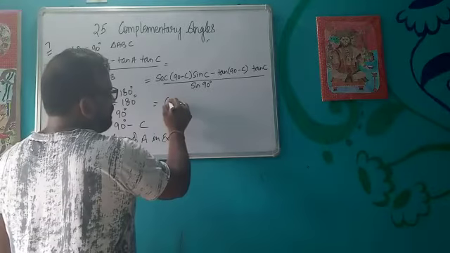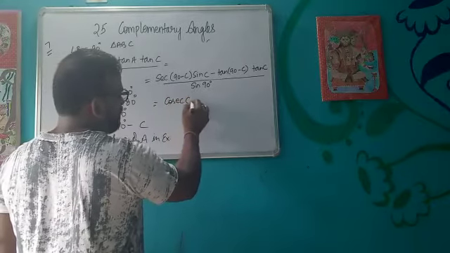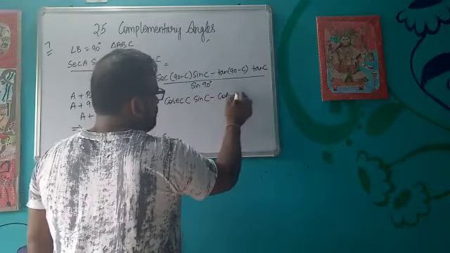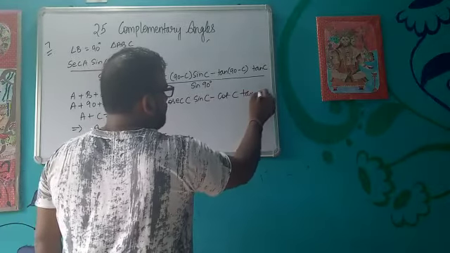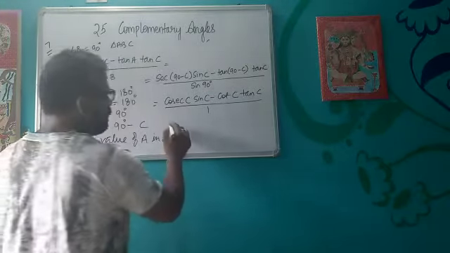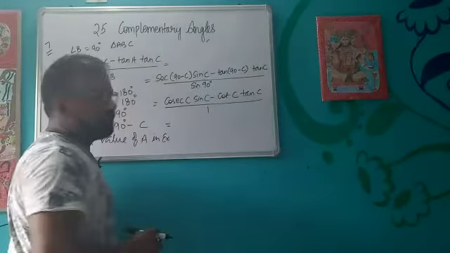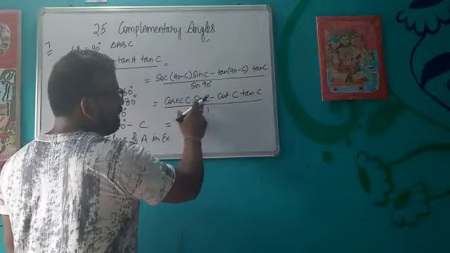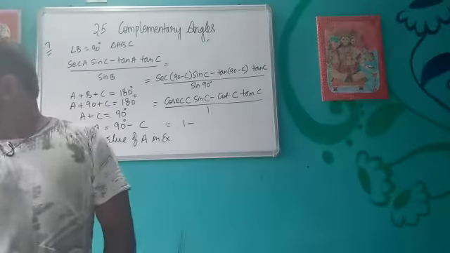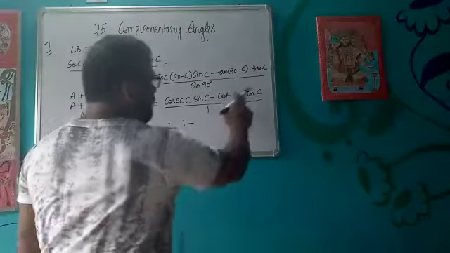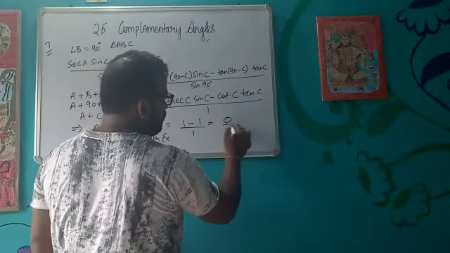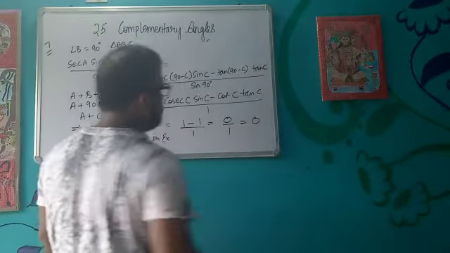So what was sec(90 minus C)? It was cosec C, sin C, minus cot C, tan C, upon, and what was sin 90? Sin 90 was 1. Again we will use the reciprocal relation, that is cosec theta into sin theta is 1, minus tan theta into cot theta is 1, upon 1. So it is 0 upon 1 and you will get 0.